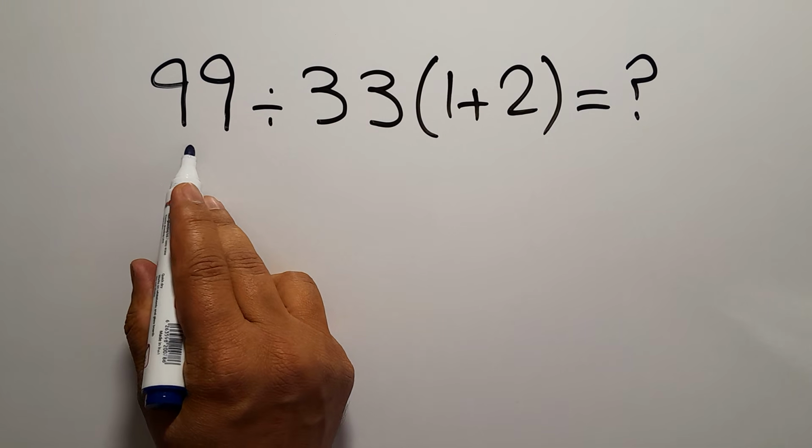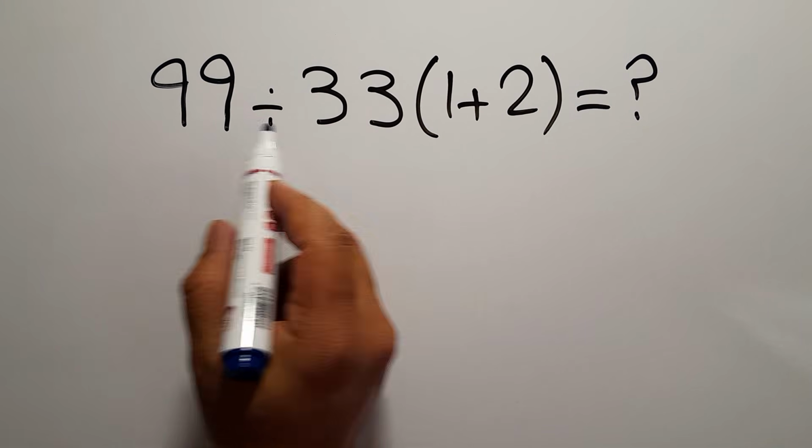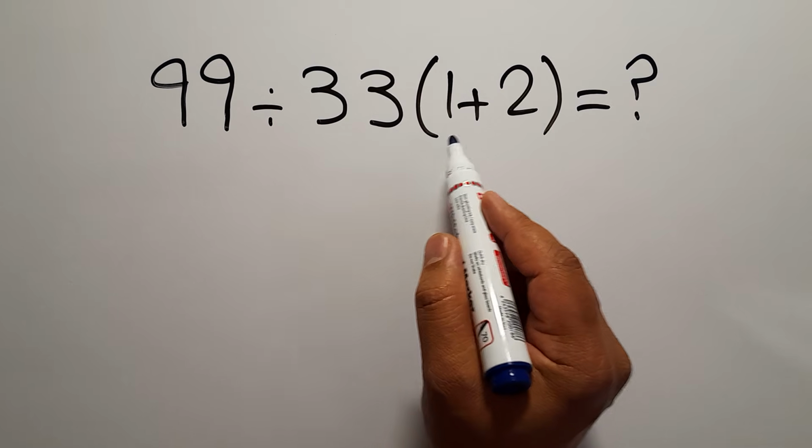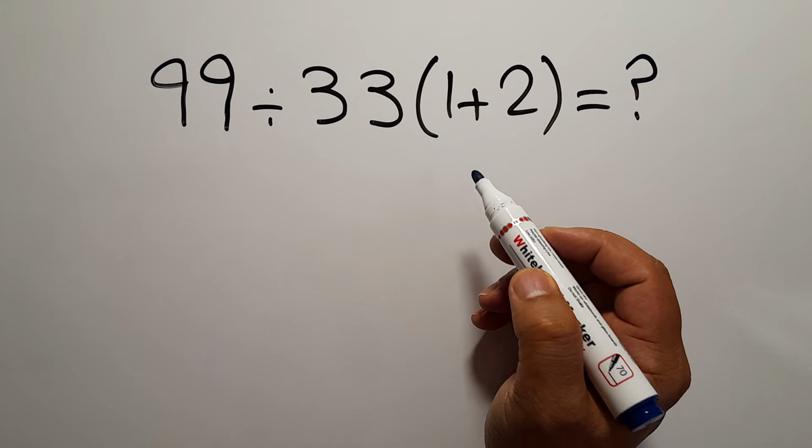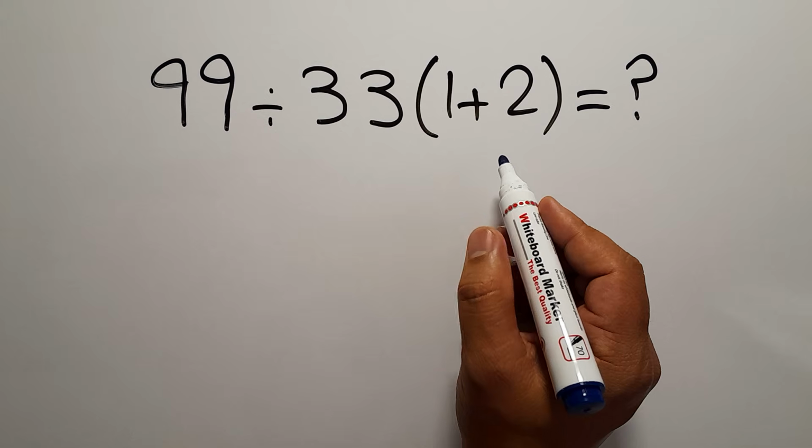In this video, we want to find the value of this expression: 99 divided by 33, then times 1 plus 2. Are you ready to solve? Let's go ahead and get started.